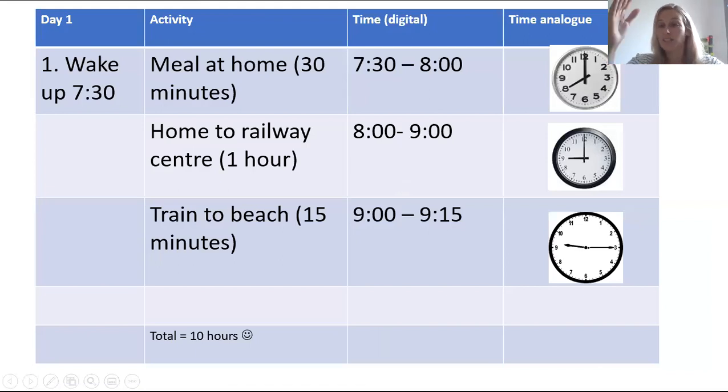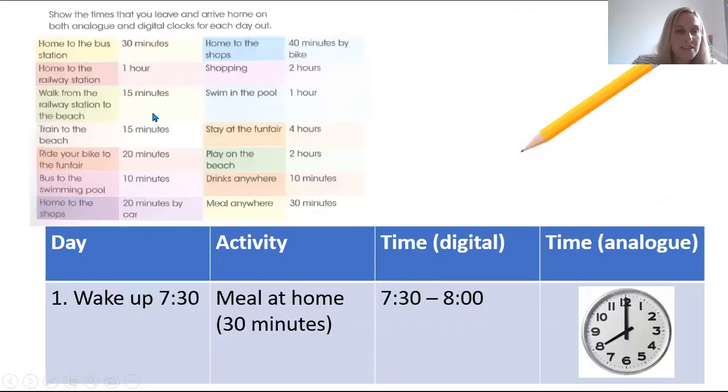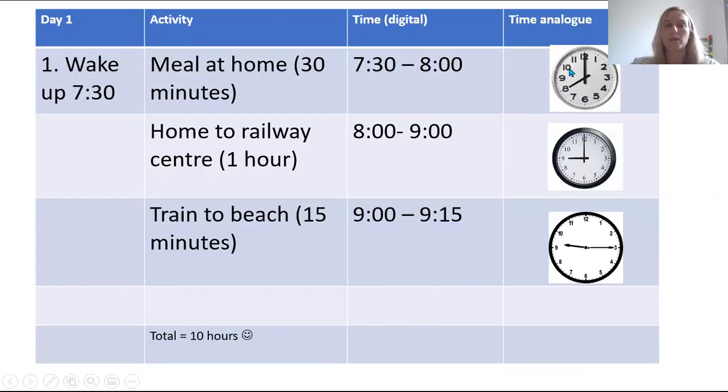So this is my continued example. I woke up at 7:30 until 8 o'clock. I then traveled from my home to the railway station. The timetable here says that that takes 1 hour, okay? That means I traveled from 8 o'clock until 9 o'clock. There's my picture of my clock. Once I arrived at the railway station, I took the train to the beach, and it was only 15 minutes. That's from 9 to 9:15. Now it's 9:15. So my next activity, maybe I could have lunch on the beach, or it's quite early for lunch. Maybe I will go and swim on the beach or play with my friends.